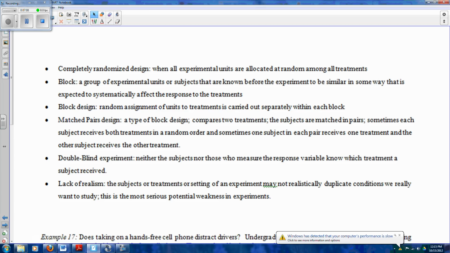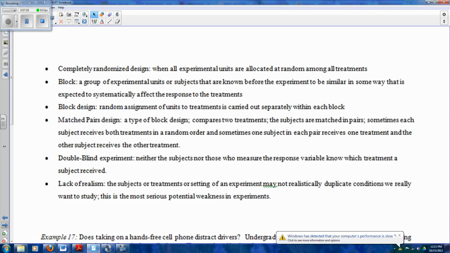So we'll talk about this more in a minute. In a block design, the random assignment of units to treatments is carried out separately within each block. So the block design and a block kind of go together. The block is just the group of people who are similar, and the block design is where you actually randomly assign them to treatments.